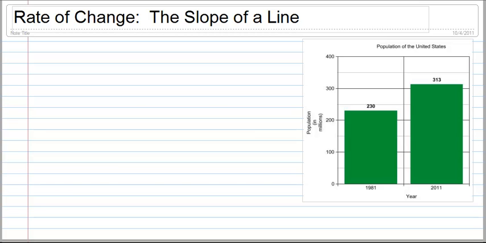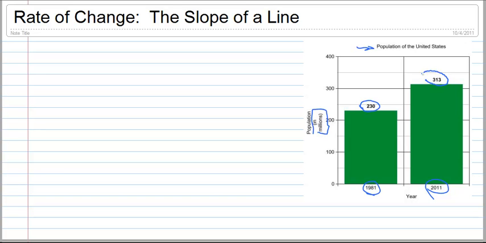We have a graph here on the right hand side which gives us the population of the United States from years 1981 to 2011. We see that the population here is given in millions, as indicated by this graph, and that it is 230 million and 313 million at these two different points in time. So what we're interested in is how did the population of the United States change over the period from 1981 to 2011.